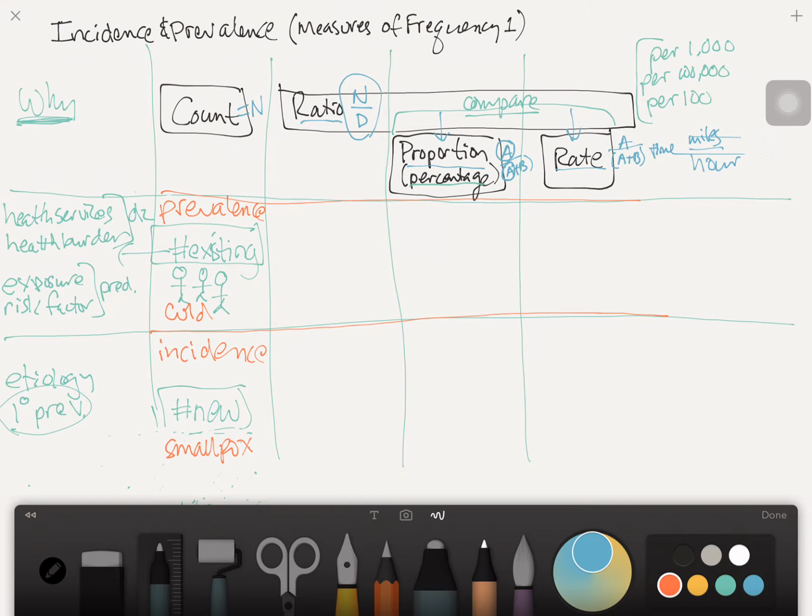A good example of a ratio that we do use in public health is something called the sex ratio. A lot of times we're thinking about the sex ratio at birth. Like we want to know how many male babies are born compared to female. The number of male babies born is actually typically a little bit higher than the female babies. And so we'll say male to female babies.